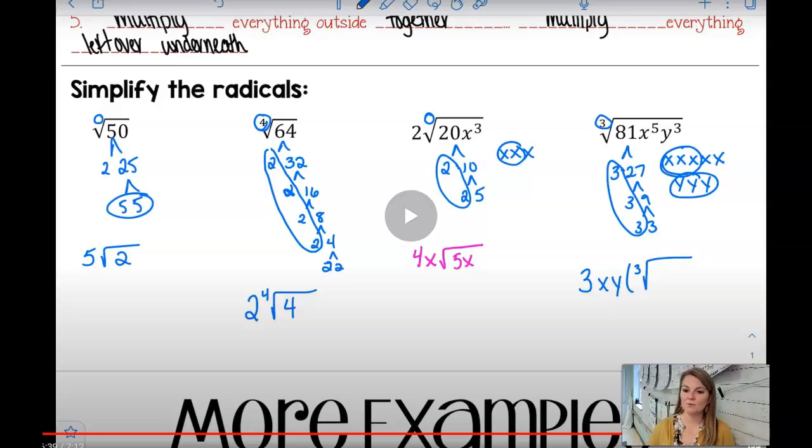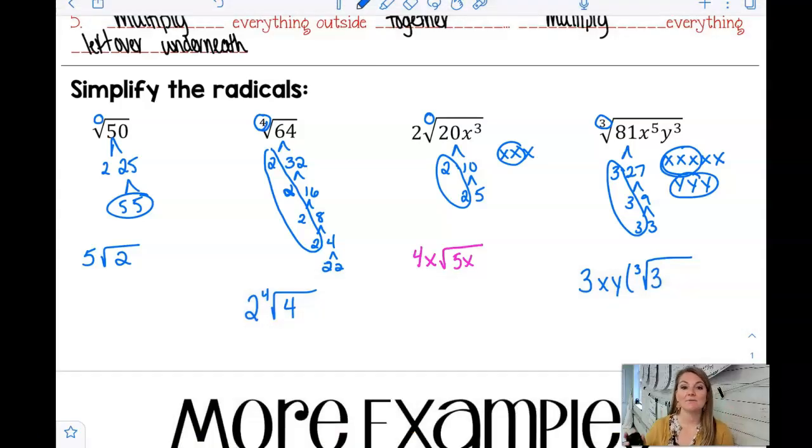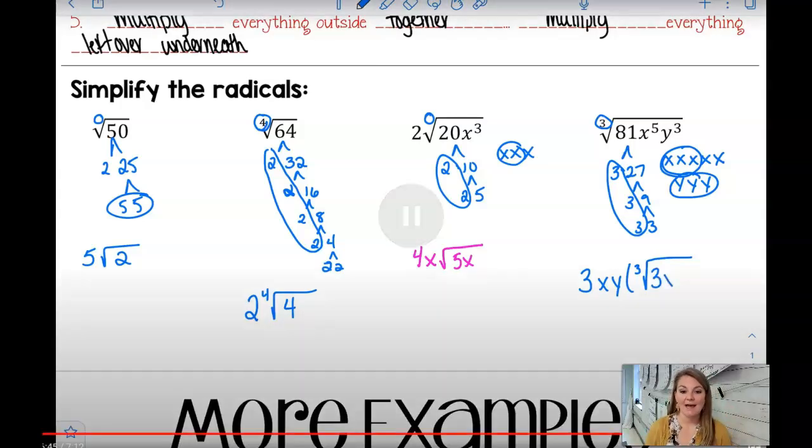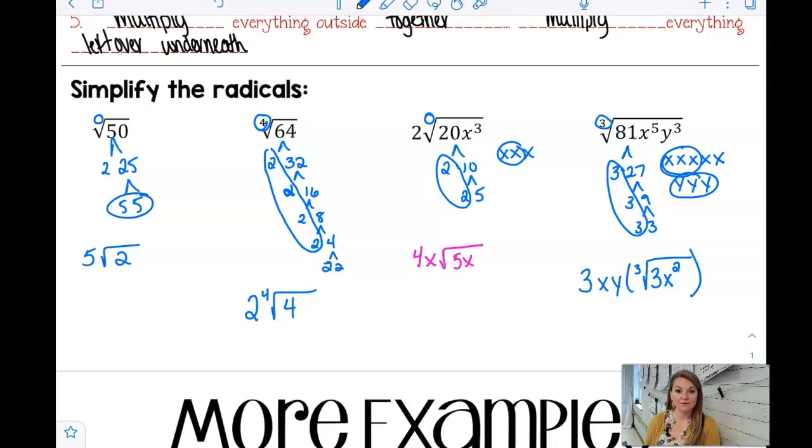So I have the cube root of my leftovers. I have a 3 left over and I have 2 x's left over. X times x is x squared. So that is what gets left over. Leftovers go back in the fridge. So again, these are my groups. My 3, my x, and my y came outside, and my 3 and my 2 x's got left over inside.